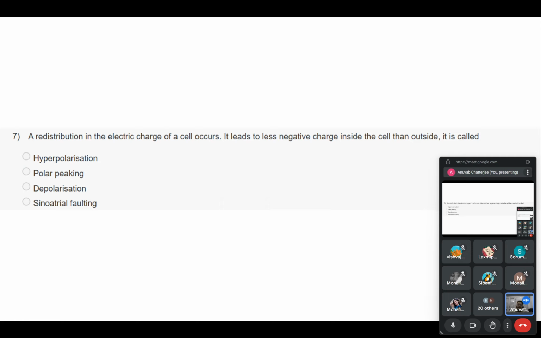Redistribution of electric charges of a cell occurs. It leads to less negative charge inside the cell than outside. This will be called as: A, hyperpolarization; B, polar peaking; C, depolarization; or D, sinoatrial faulting. So four options A, B, C, D, whichever you think is the correct one you can put into the chat.